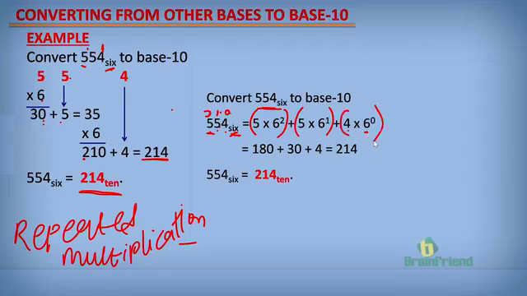And then we do the arithmetic. 6 times 6 is 36. 5 times 36 gives 180. 5 times 6 gives 30. While 4 times, remember, 6 raised to the power 0 is 1. So 4 times 1 gives 4. So 180 plus 30 plus 4 is actually 214. So 554 base 6 is equal to 214 base 10. You can see that both answers are the same. This is by method of expansion.